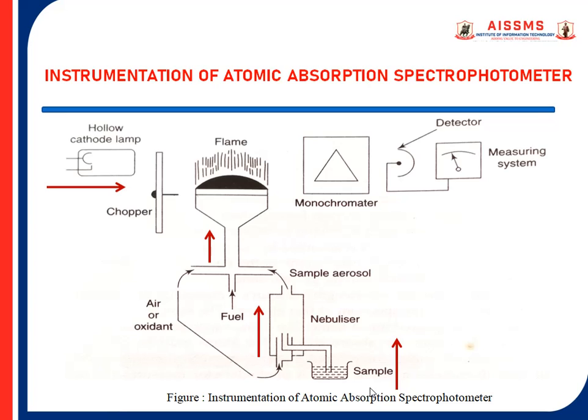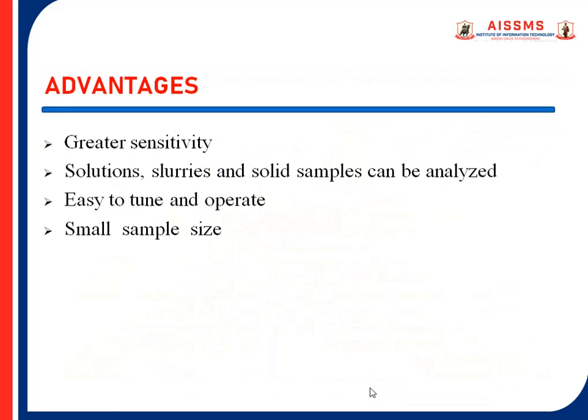The atoms of the solids are converted to gaseous state in the atomizer. Radiation of specific wavelength is emitted by the hollow cathode lamp onto the gaseous atoms in the atomizer. The monochromator focuses the specific wavelength onto the detector. The detector finds the amount of light absorbed. The concentration of atoms in the sample is directly proportional to the absorbance.